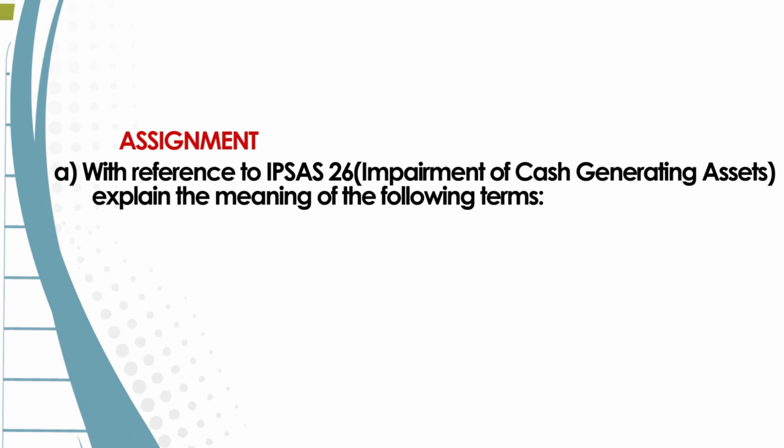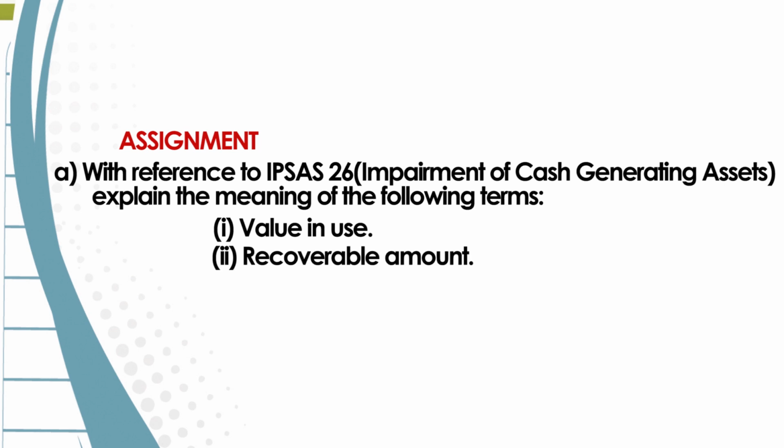So for now, here is today's assignment with reference to IPSAS 26, impairment of cash generating assets. Explain the following terms. Number 1, value in use. Number 2, recoverable amount. And number 3, a cash generating unit.